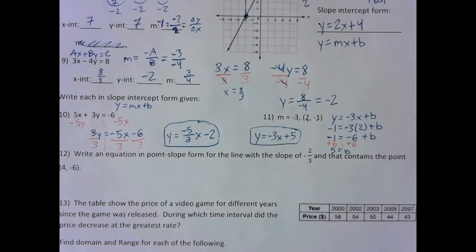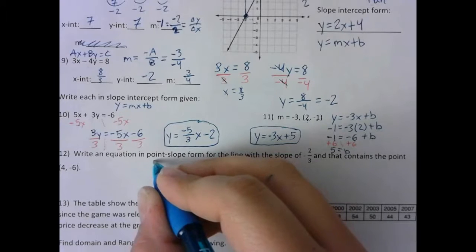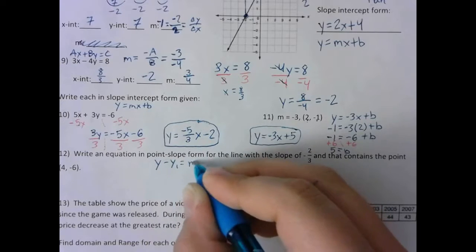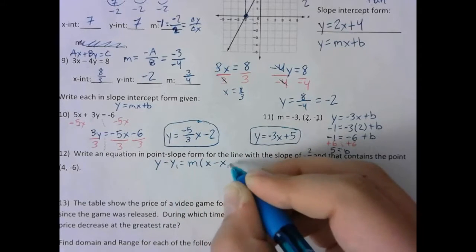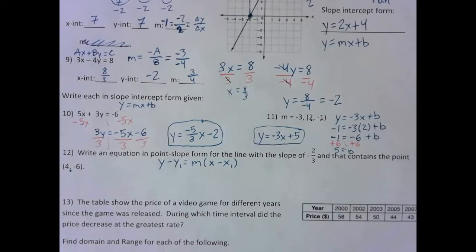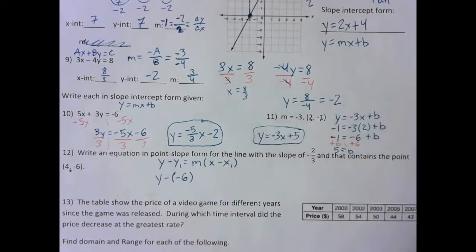On to number 12. We need an equation in point-slope form. Remember, point-slope form. You can look at our poster near the door out of our classroom. Looks like this. Y minus y1 equals m times the quantity x minus x1. And good news, they gave us a point. They gave us the slope. So we can easily put it in point-slope form. So we need y minus. Okay, our y1 is negative 6. I'm going to put that in parentheses. You'll see why in a moment. Equals m. M is slope. So our slope is negative 2/3.